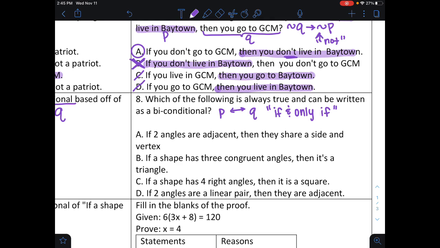So now let's take a look through these answer choices. A is already wrong because it starts with the word if. B is wrong because it starts with the word if.